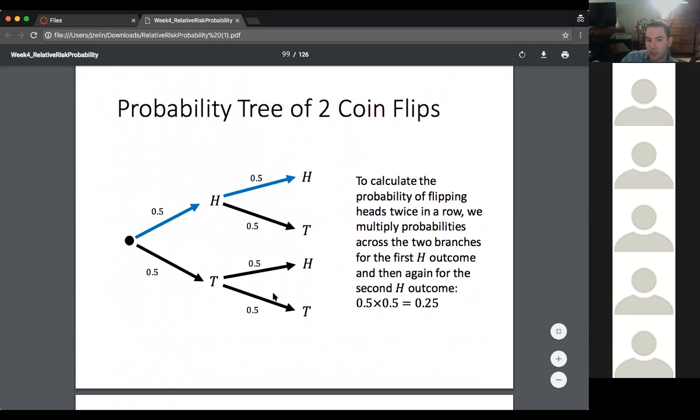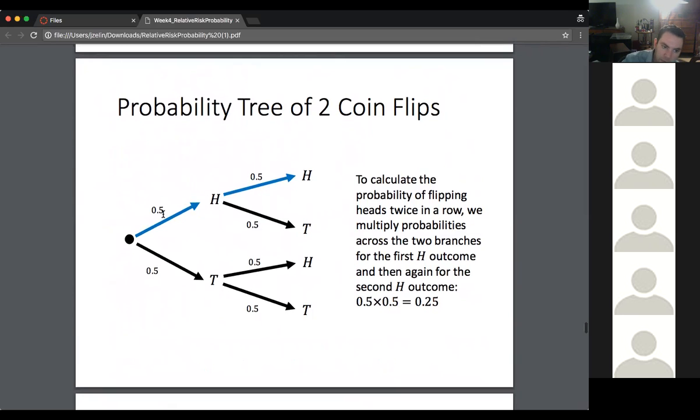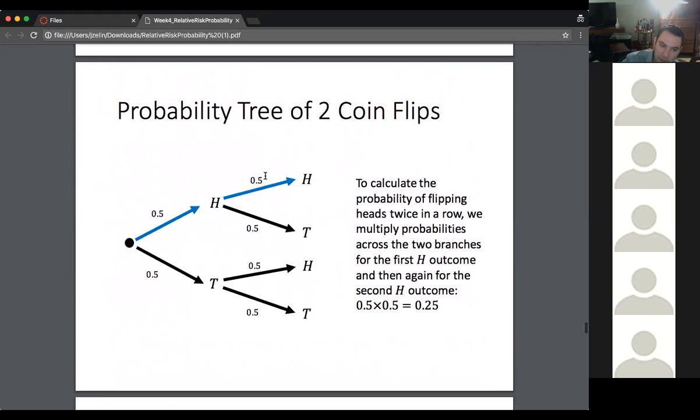Now, if you wanted to calculate the probability of getting heads twice in a row, so flipping the coin once and getting heads, and then flipping it another time and also getting heads, we can multiply across the two branches of the probability tree to find the probability of that outcome. So here we have 0.5 for the first coin toss and 0.5 for the second toss. So the probability of getting heads twice in a row is 0.5 times 0.5, which is equal to 0.25. So you have a 25% chance of that occurring. And you can see that because there are 4 outcomes, so that's 1 of 4.